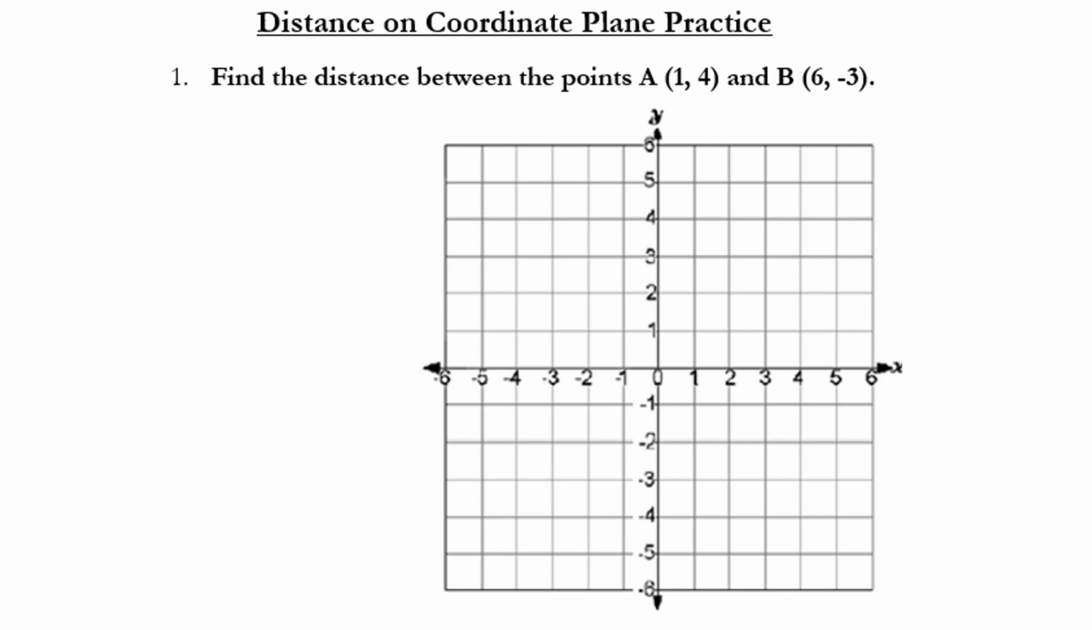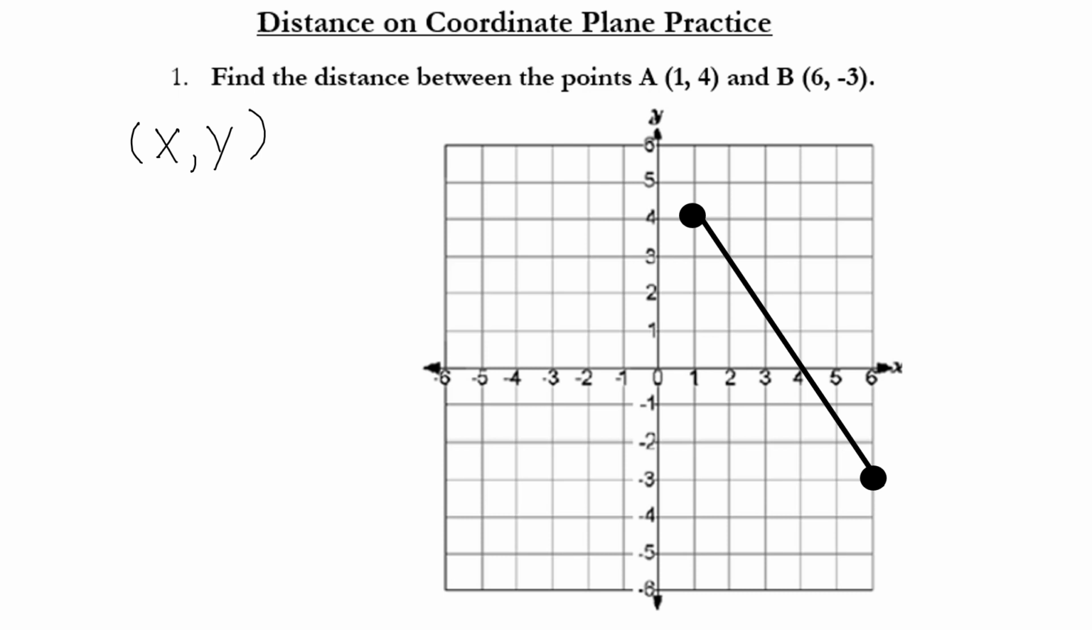The first thing we have to do is graph these coordinates. Remember, in our coordinates, our x value is first and our y value is second. So we're going to go to +1 on the x-axis and up to 4. That is the location of point A. Point B is located at (+6, -3), so we're going to go to the right to +6 and down to -3. And our goal is to figure out the distance between these 2 points.